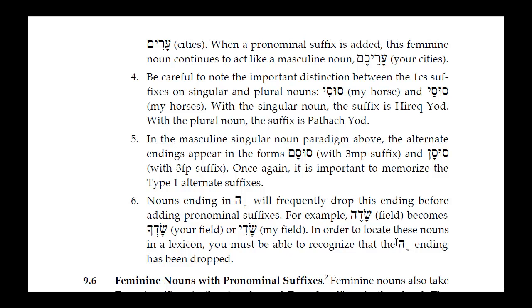Now, nouns that have an ending with a segol hey will frequently drop this ending before adding pronominal suffixes. For example, sadeh, for field, becomes sadecha. So the segol hey drops out, and the only thing that remains is the vowel here that connects the root to the pronominal suffix. That's what we call a stem vowel here. And sadi, my field. In order to locate these nouns in the lexicon, you must be able to recognize that the segol hey ending has been dropped.